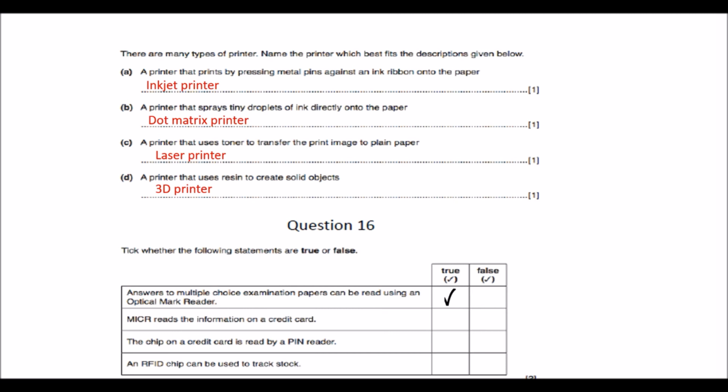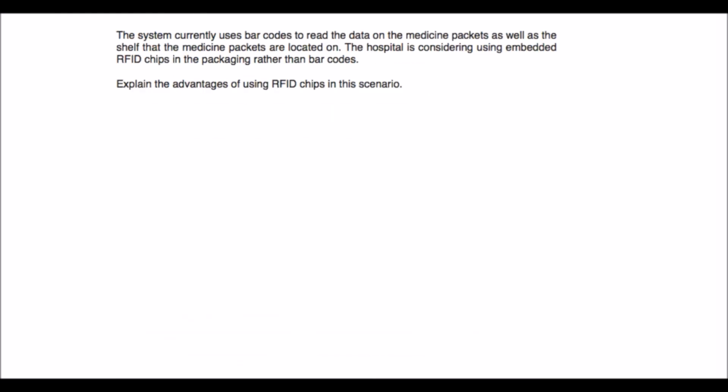Then MICR, a magnetic ink character reader, reads the information on a credit card. No, we use a pin reader or chip reader to read information on a credit card. We don't use MICR for this. We use MICR, magnetic ink character reader, for checks, to read the information at the bottom of a check. Then the chip on the credit card is read by a pin reader. Yes, correct. That's what I just mentioned. And an RFID chip can be read to track stock. Yeah, they use it for tracking. Okay, to track buses, animals, or anything.